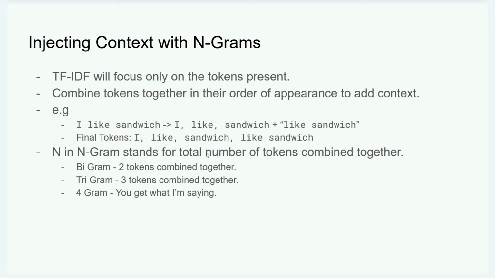Now the n in n-gram stands for the total number of tokens which are combined together. So bigram means that two tokens have been combined, like we did here. You can have trigram, and you can just go on, 4 gram, 5 gram, 6 gram.